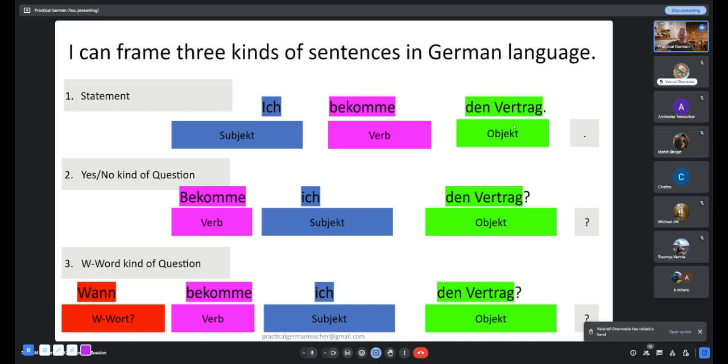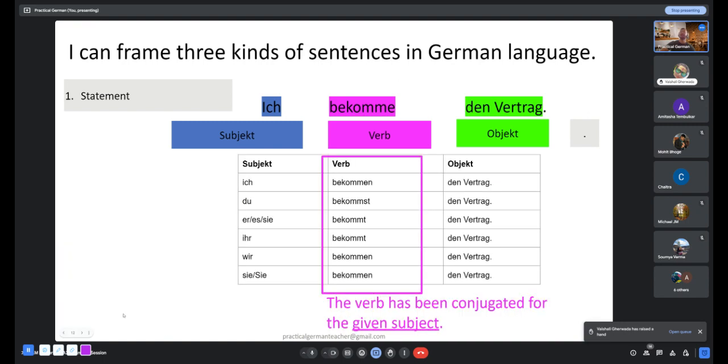So, statement: subject, verb, object. If you want to convert a statement to a yes or no kind of question, interchange the positions of the subject and the verb. If you want to convert a yes or no kind of question into a W word kind of question, just take the yes or no kind of question and put a W word at the beginning. Any questions? All right. Now let's look at the statement.